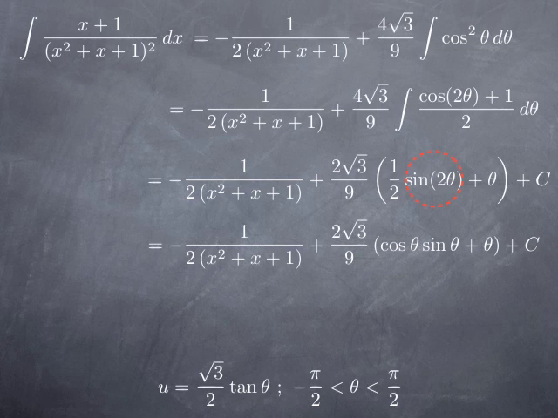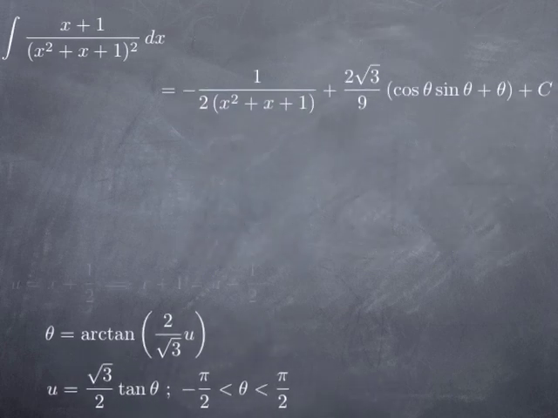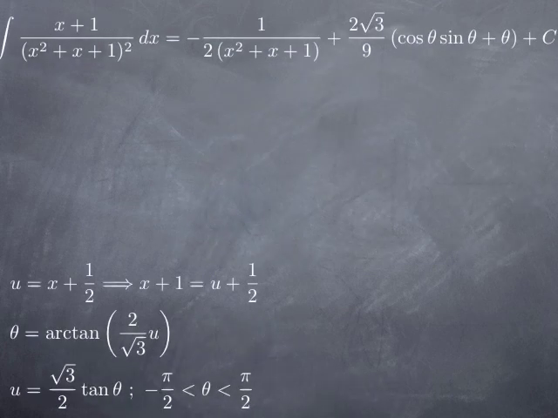And now we need to look into transforming things back in terms of x. So we look at the trig substitution we've done. We had u equal root 3 over 2 tangent theta. In other words, 2 over root 3 u is tangent theta, or theta is arctangent of 2 over root 3 u, because we are in the proper interval for theta to apply the arctangent. And what does that mean in terms of cosine theta and sine theta?